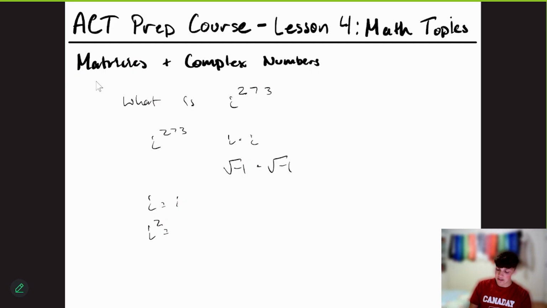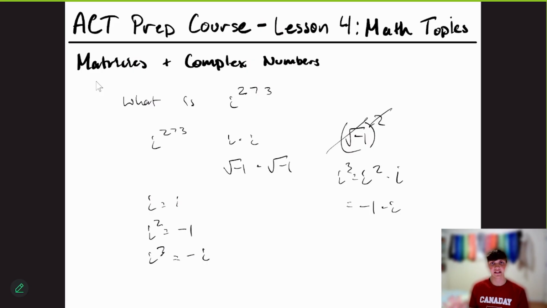So i squared is equal to, well, what's the square root of negative 1 times the square root of negative 1? Well, that's just going to give you negative 1, right? Because the square of any square root is just the value itself. So the square and the square root cancel. So i squared is negative 1. What's i cubed? Well, i cubed is equal to i squared times i. So i squared, we just said, is negative 1, and so it's just negative 1 times i. So i cubed is just negative i, right? So we figured this out pretty easily.